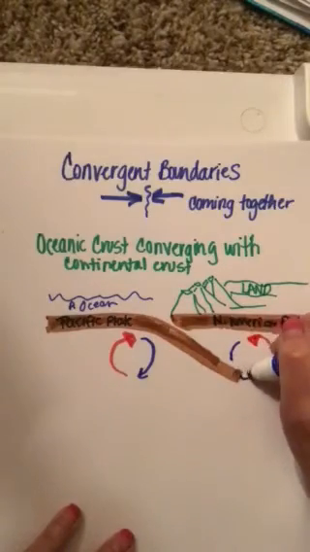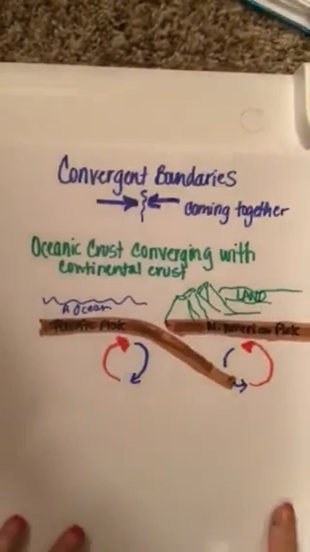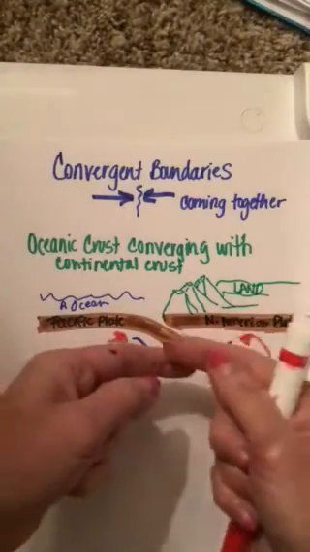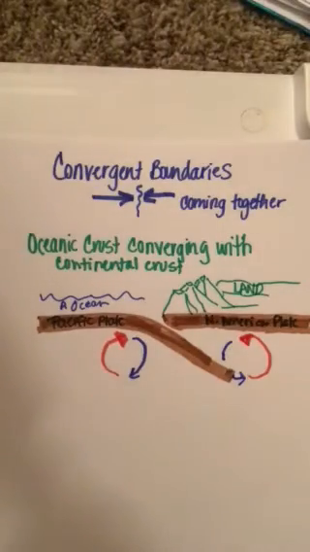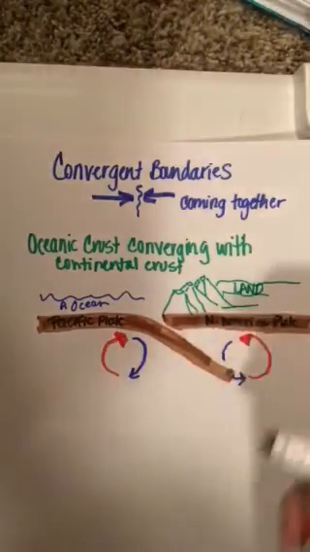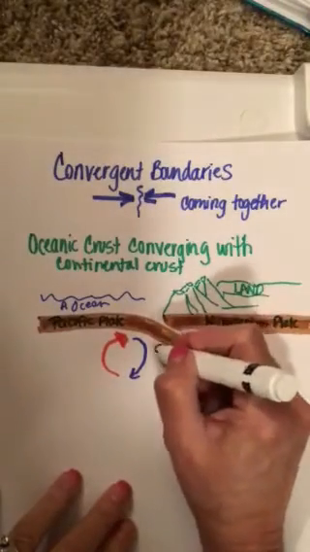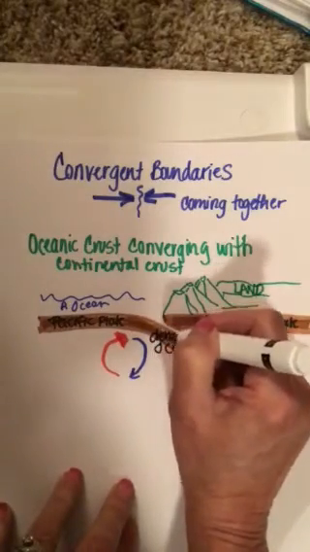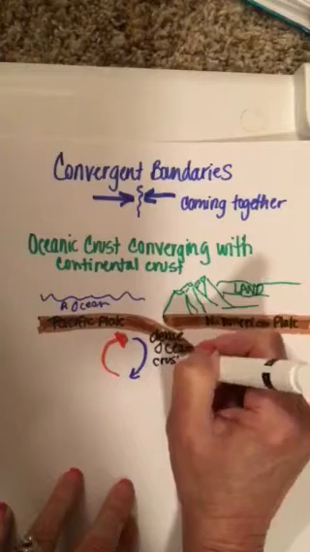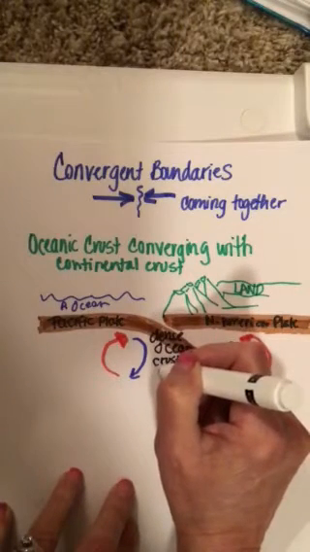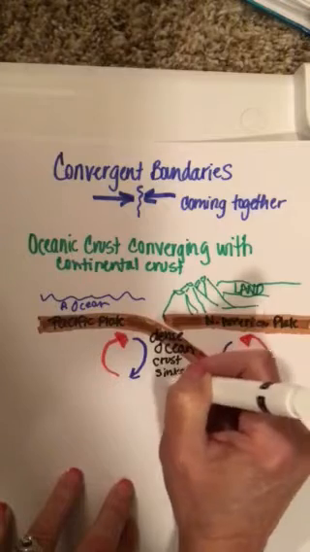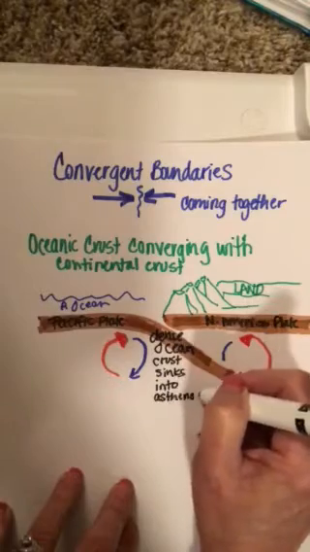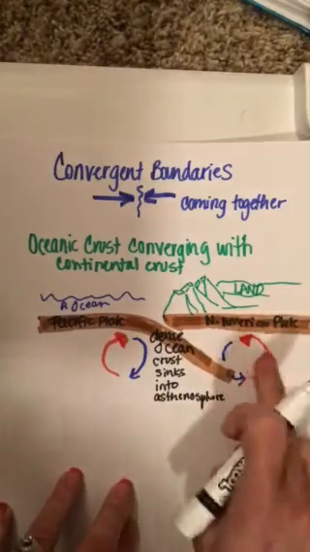Remember we said these currents in the asthenosphere with the ooey gooey magma, they work like conveyor belts. The arrows are coming together. They are pushing these two together. Well, because the oceanic crust is denser, it's sinking into the asthenosphere. So let's put dense ocean crust sinks into asthenosphere.